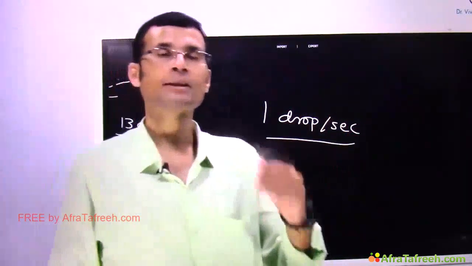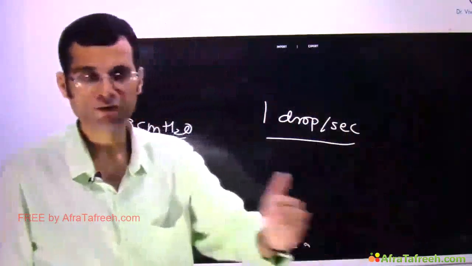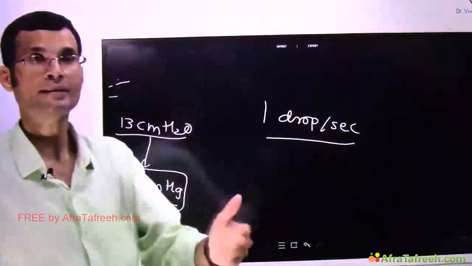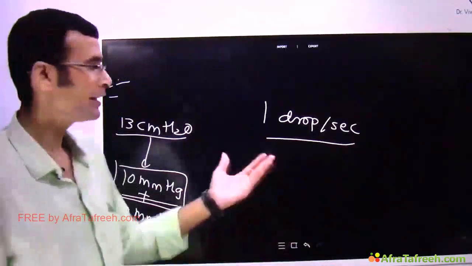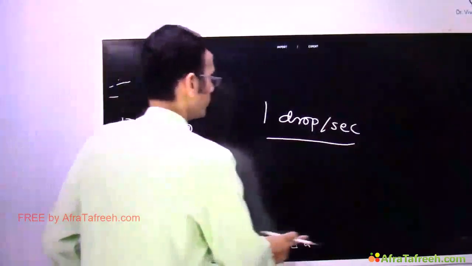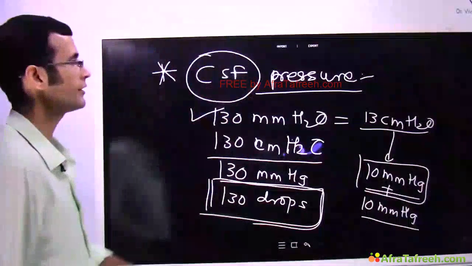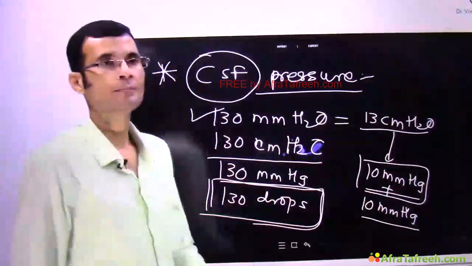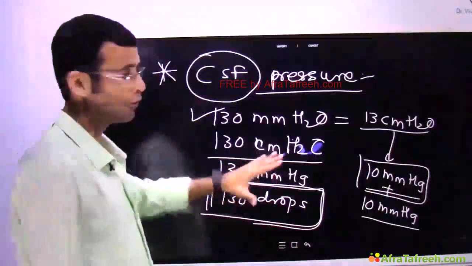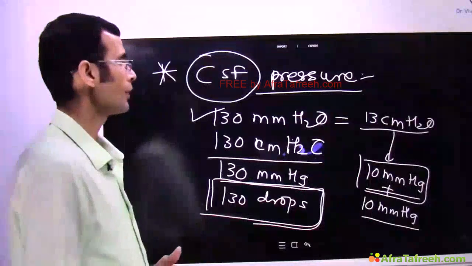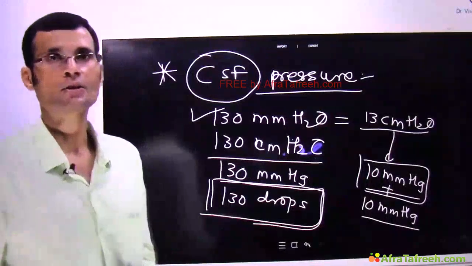If the CSF pressure has increased, the number of drops coming out of LP needle, lumbar puncture needle, will also increase. That's an indicator of an increased CSF pressure. So remember these units, remember the CSF pressure in different units, and that's how you always think of units when such MCQs are asked. That's the entire discussion on CNS.